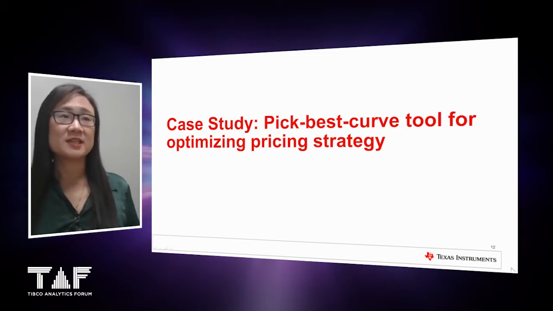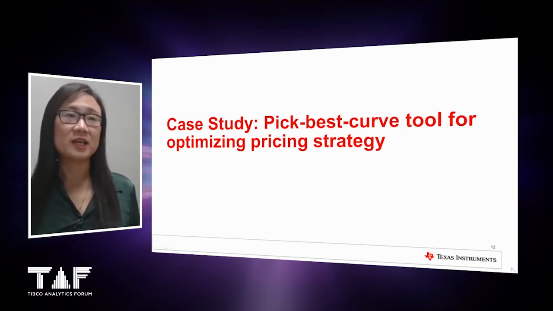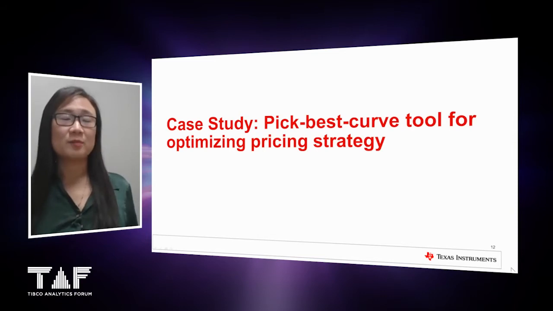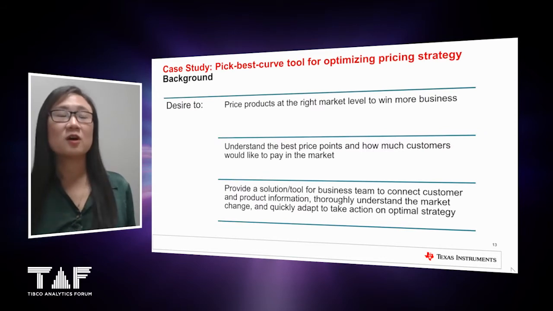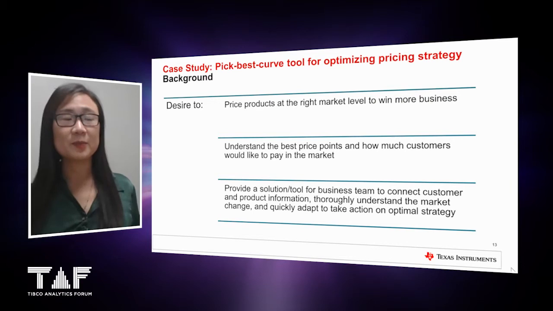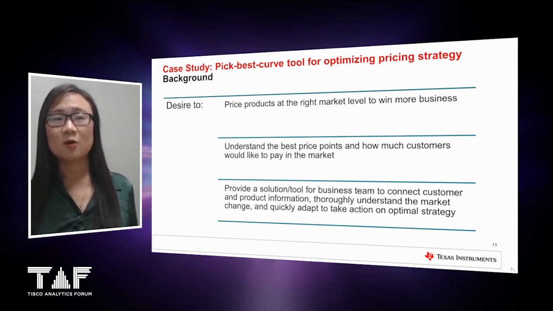TI is a very huge semiconductor manufacturing company. The products in our company, the price ranges from single-digit cent to thousands of dollars. So setting the product's price at the right market level is very crucial to our company. And then we need to understand what is the current best price in the market and how much the customers are willing to pay in this competitive market.